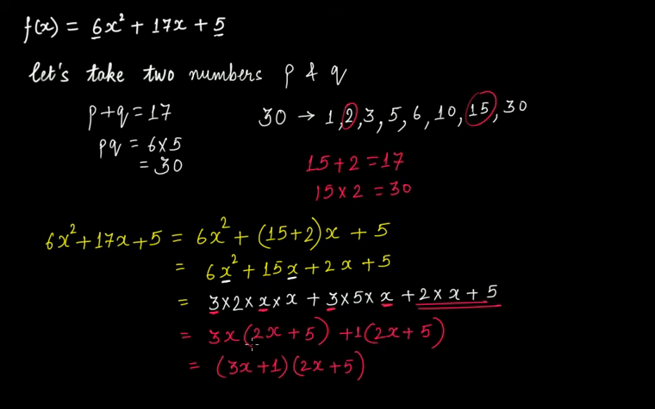These two 2x plus 5 are common in both terms. When you take out this common term, you are left with 3x plus 1 multiplied by 2x plus 5, because we have again used the distributive property. So you can clearly see that now you have written this polynomial as the multiplication of its two factors. You have factorized it by splitting its middle term, that is 17x.